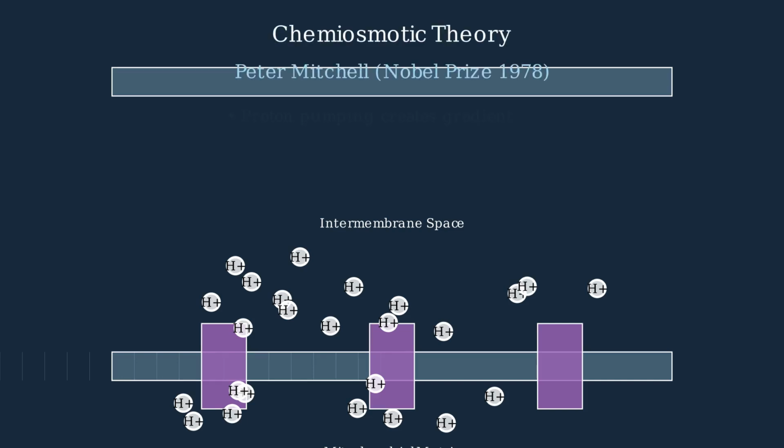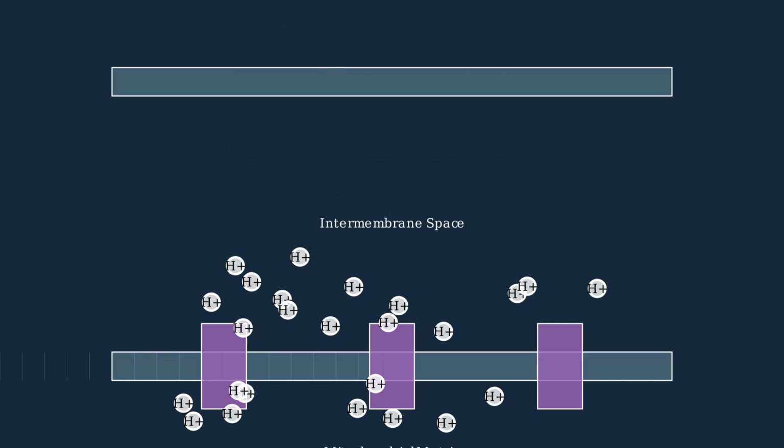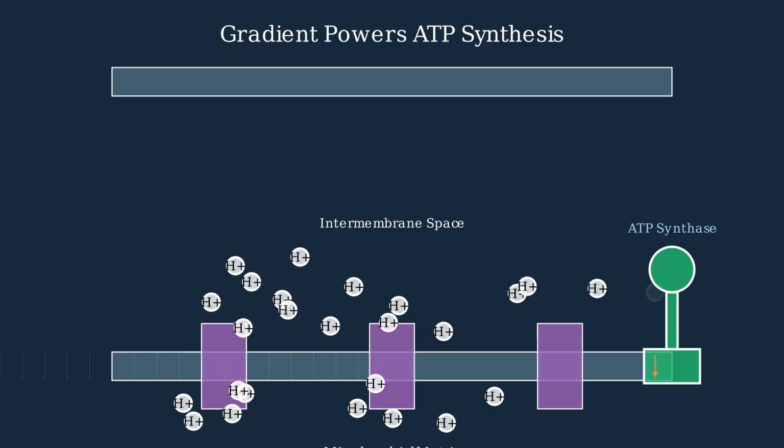This concept is known as the chemiosmotic theory, proposed by Peter Mitchell, who received the Nobel Prize in 1978 for this groundbreaking work. According to Mitchell's theory, the energy stored in this gradient drives ATP synthesis as protons flow back through ATP synthase, much like water flowing through a turbine generates electricity.